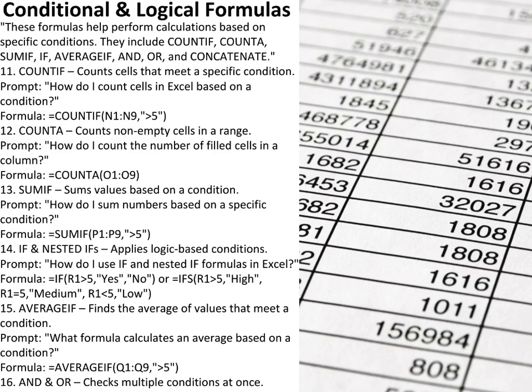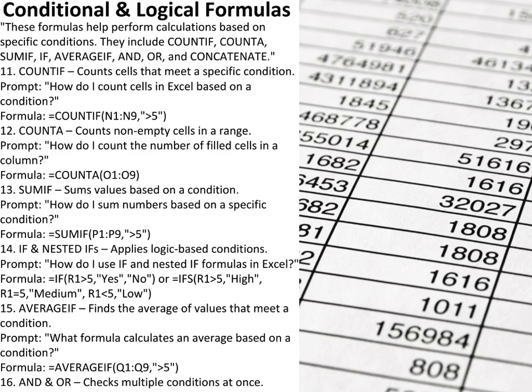13. SUMIF sums values based on a condition. Prompt: How do I sum numbers based on a specific condition? Formula: equals SUMIF(P1:P9, 14). 14. IF and nested IFs apply logic-based conditions. Prompt: How do I use IF and nested IF formulas in Excel? Formula: IF(R15, yes, no), or equals IFS(R15>5, high, R15<5, low).